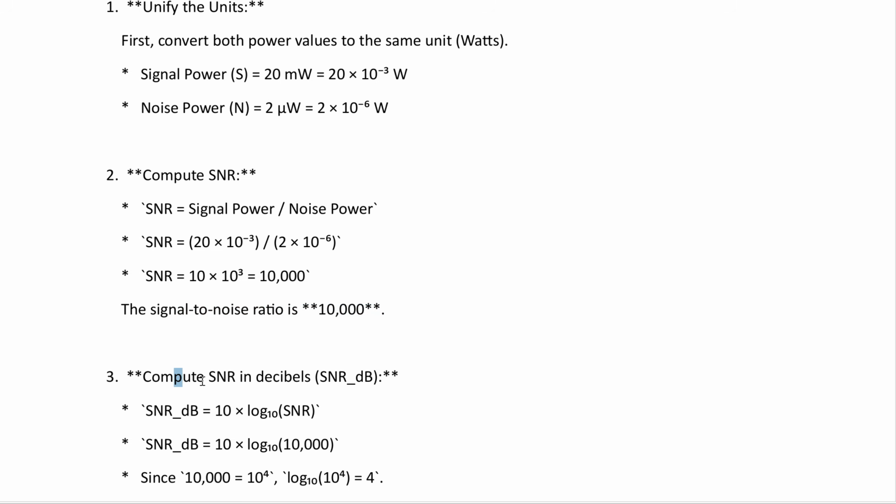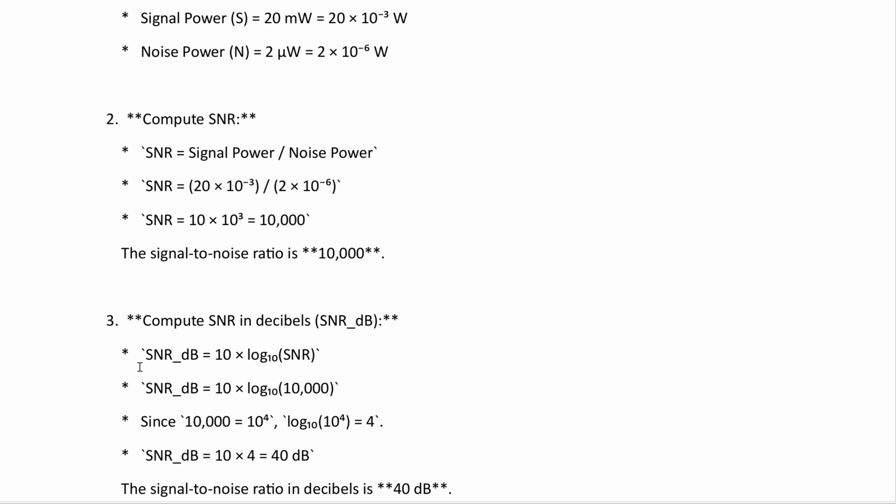Now we'll be computing signal to noise ratio in decibel. For that we have a formula, right? Signal to noise ratio in decibel can be computed by using this formula: 10 into log 10 signal to noise ratio. So signal to noise ratio we have just computed as 10,000. So we substitute here 10,000, right?